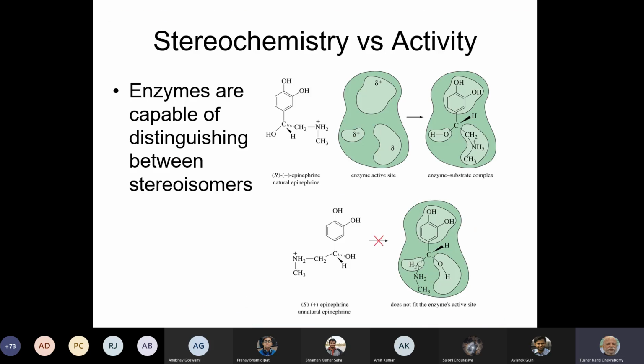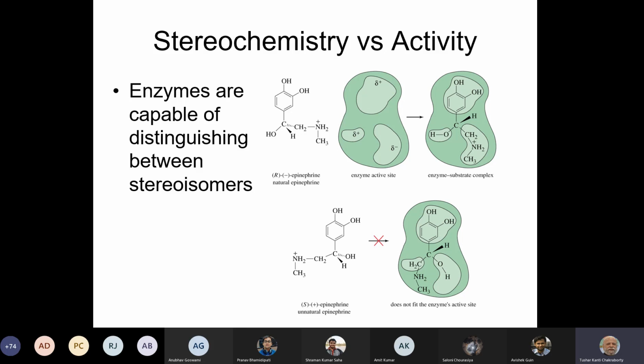And to give you a visual representation of what it means, you have a molecule called epinephrine. This is a natural hormone kind of molecule we have in our body, and it has to go and bind to a receptor.